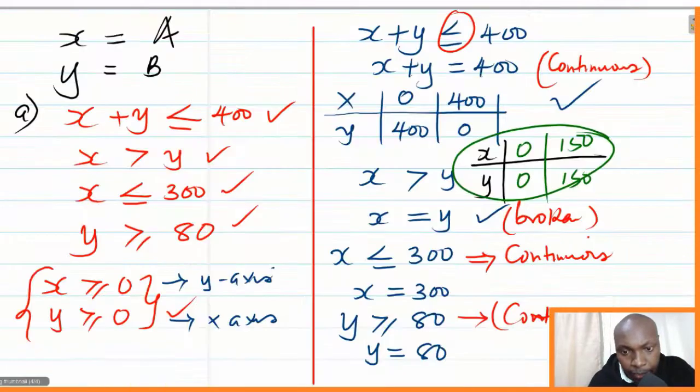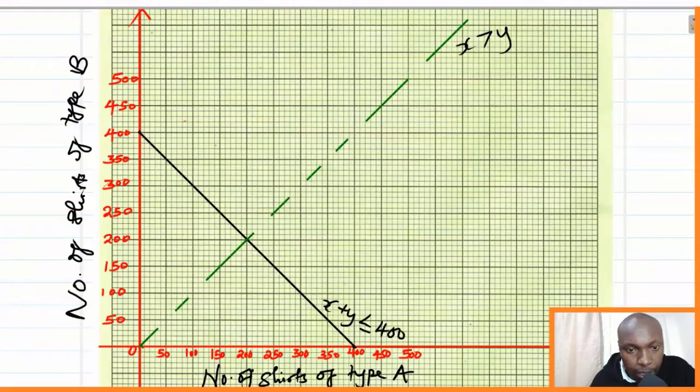Now the other line is x equals 300. That line is here. X equals 300 is the line that passes through here. It should be continuous, since x is less than or equal to 300. That is the line.